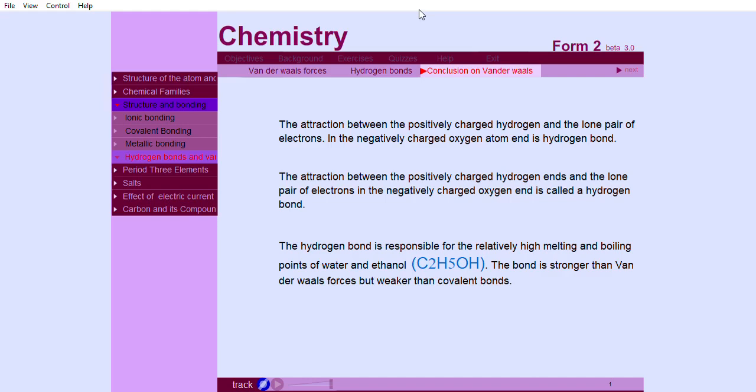The hydrogen bond is responsible for the relatively high melting and boiling points of water and ethanol. The bond is stronger than van der Waals forces but weaker than covalent bonds.